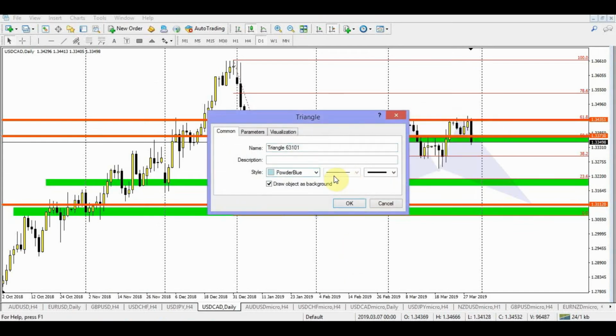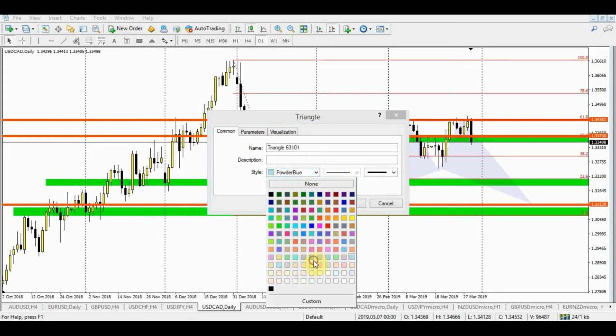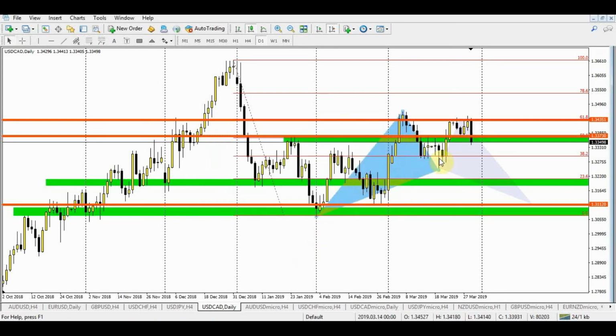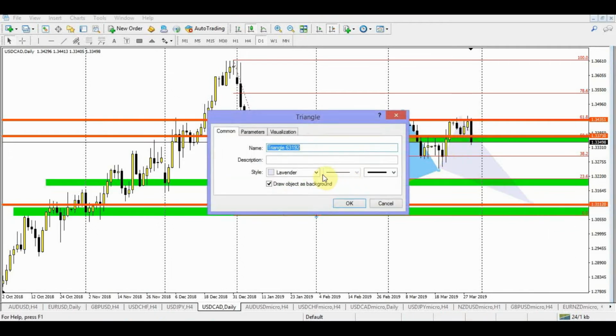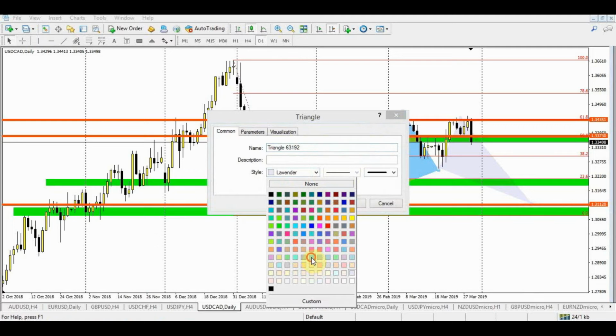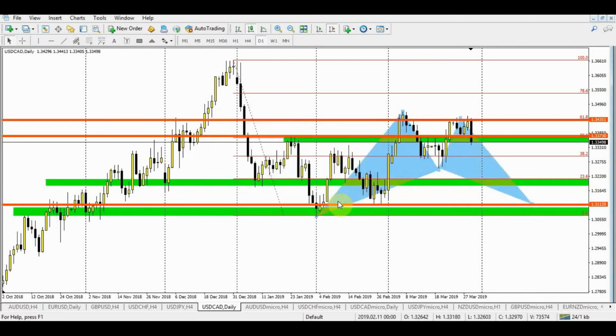Let me color this a little bit so you guys can see what I'm looking at. I don't usually do this because I don't want to get distracted by all those colors, so I try to keep it light on my chart and clean.